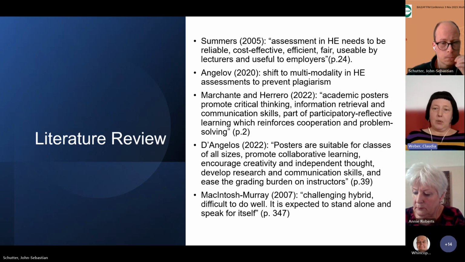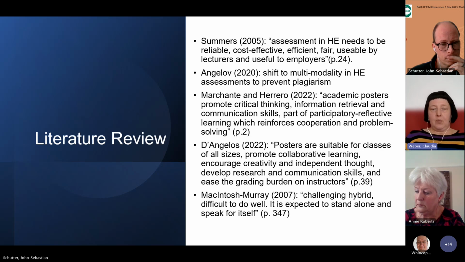Because of its very hybrid, multimodal nature, the poster being standalone is a difficult thing to do well as an assessment. We like this aspect because this is the very situation we found ourselves in. How do you do poster assessments well?